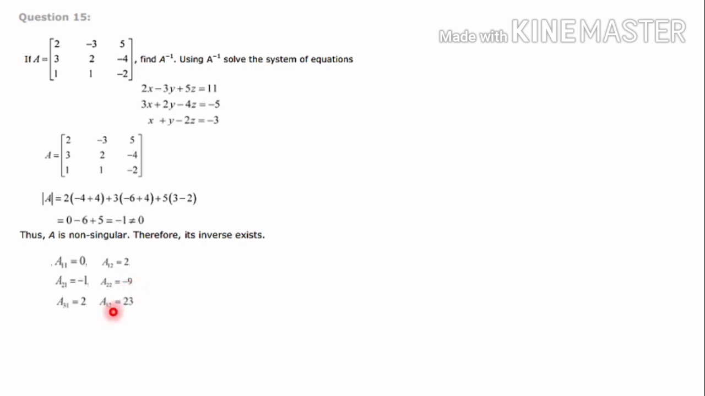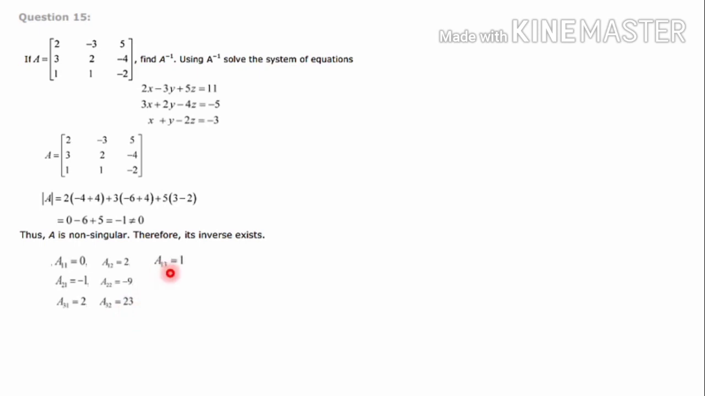Next is A32, third row, second element. Third row, second element is 1. If you take 1, that row and column is gone. Then 2 into minus 4, that is minus 8, minus 3 into 5, that is 15. So minus 8 minus 15, that is minus 23. Keep it in mind, minus 23. And when you come here, 3 plus 2 is 5. 5 is odd, so there is another minus sign. So two minuses together, we have got the answer as plus 23.